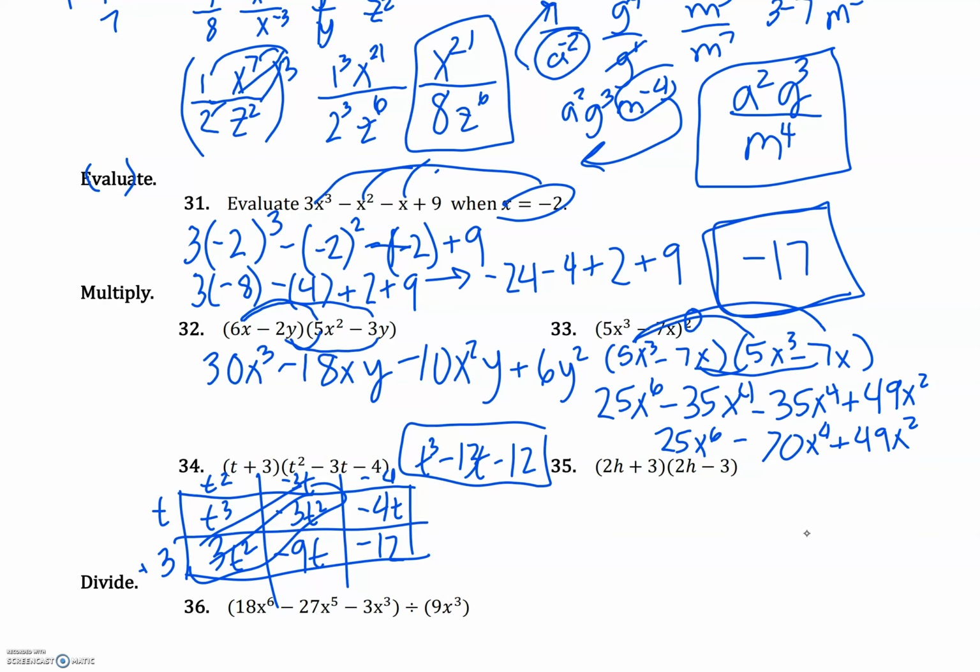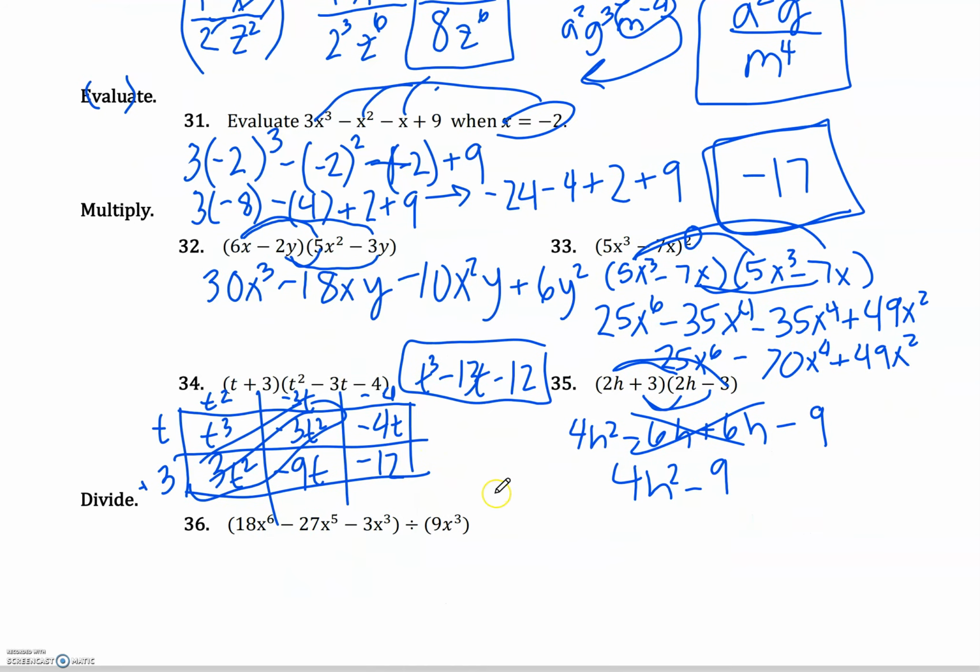Ooh, 35 is a nice one where if we multiply it out, you'll actually see that our middle terms are going to cancel out. It's going to be real nice. So number 35, 2h times 2h is 4h squared. 2h times negative 3 is negative 6h. In the middle here I'll have plus 6h. And at the end, positive 3 times negative 3 is negative 9. Those are just 0. So final answer, 4h squared minus 9.